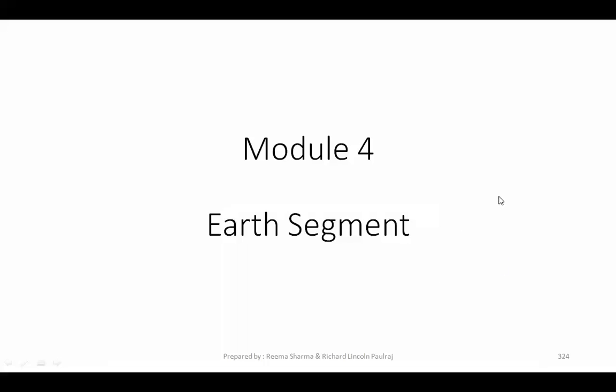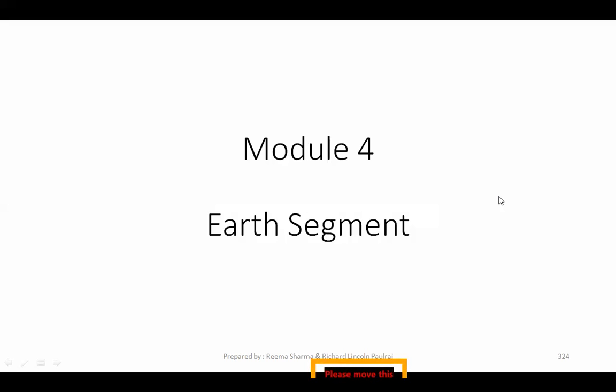Today we'll be looking into module 4, which is your Earth segment. All this while we were discussing the uplink, the downlink, and the connections involved between them, the antennas, the kinds of noise that can occur, the various surface parameters, the flux densities, and TWTA. So all these were our points of discussion.